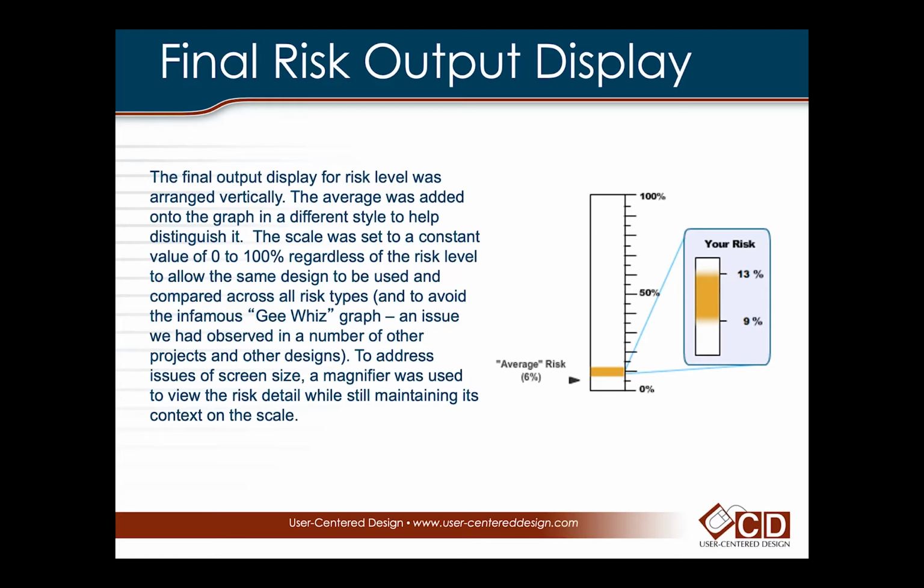So we wanted to show the data on a scale of 0 to 100, but the data was so small that we knew it was going to be a problem. So we came up with this diagram that showed the value on 0 to 100, but showed a blow up so you could see the data at the gee whiz view, and then added the average risk as a pointer on it.